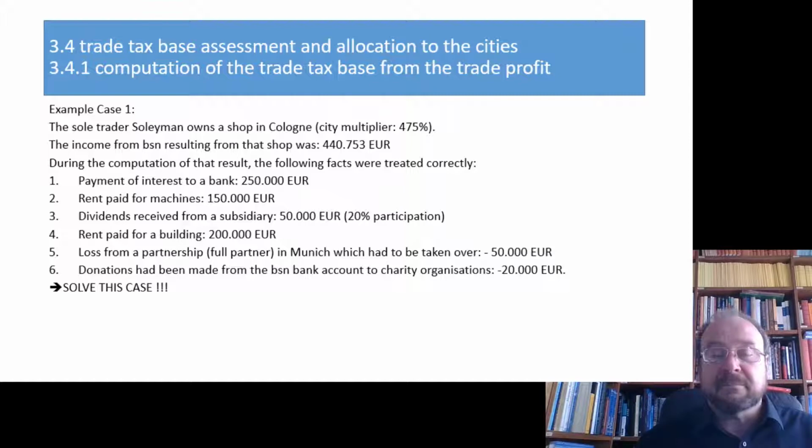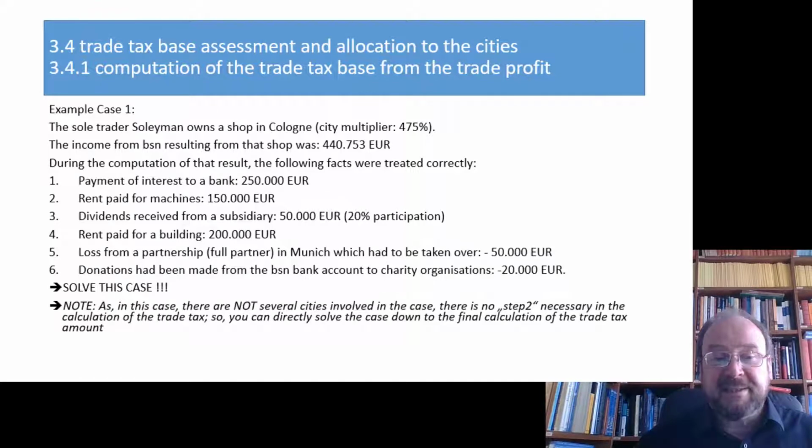And now the task is easy, solve the case. As this case does not involve several cities, there will be no apportionment to several cities necessary, so everything which comes out as trade tax base will directly be used by the city of Cologne as a base for their tax claim. And so we can fully solve that case just by applying our knowledge which we already have.